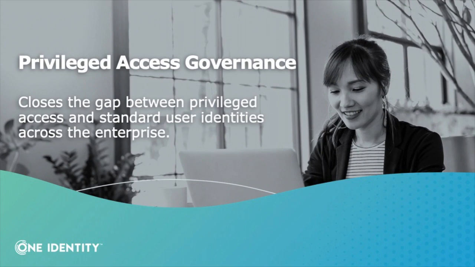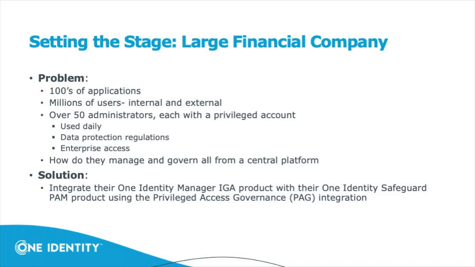Privileged Access Governance, or PAG, is an integration solution from OneIdentity that closes the gap between privileged access and standard user identities across the enterprise. It integrates OneIdentity's IGA product, Identity Manager, with our PAM product, Safeguard. Let's take a look at a customer example.